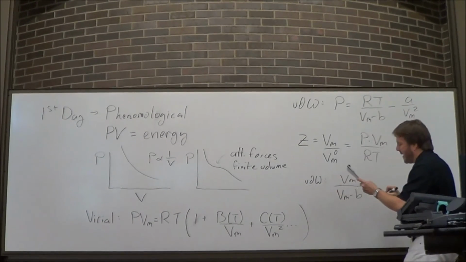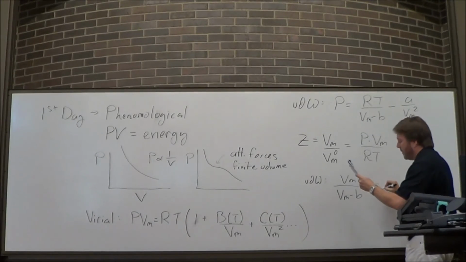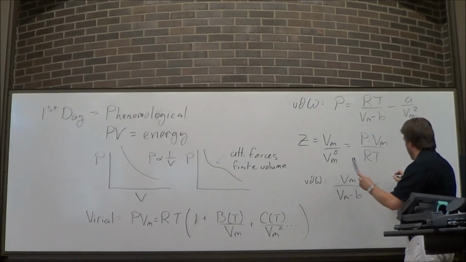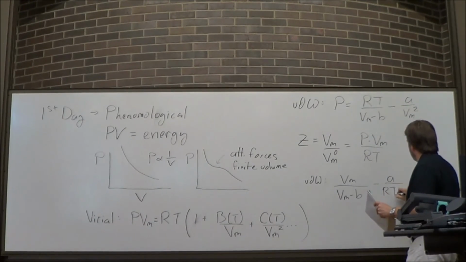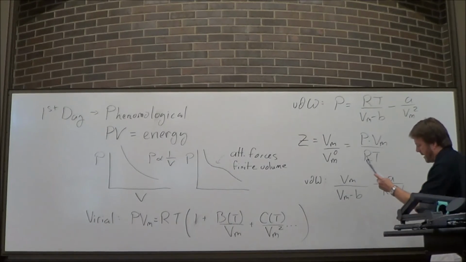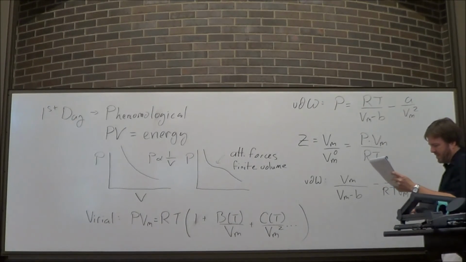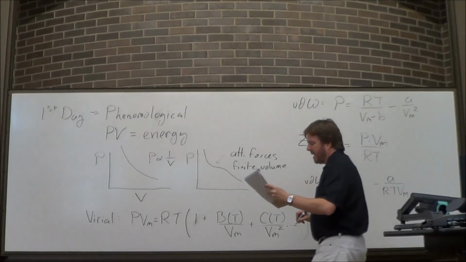Remember, this is a compression factor, which is around 1. Remember, it has no units. And what I end up with, let's see, for A, I've got a Vm on top, a Vm on bottom, and an RT. Is that correct? Let me double check. Yeah, that's correct.